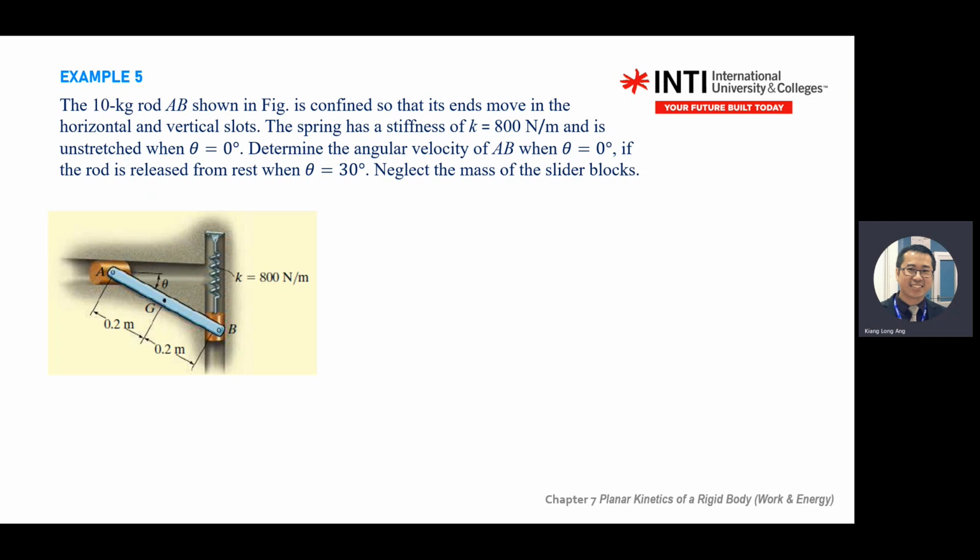When you can find the distance here, then you can solve for the unknown. Okay, 30 degrees, ignore the mass. So the question asks you about this rod, the angular velocity omega.